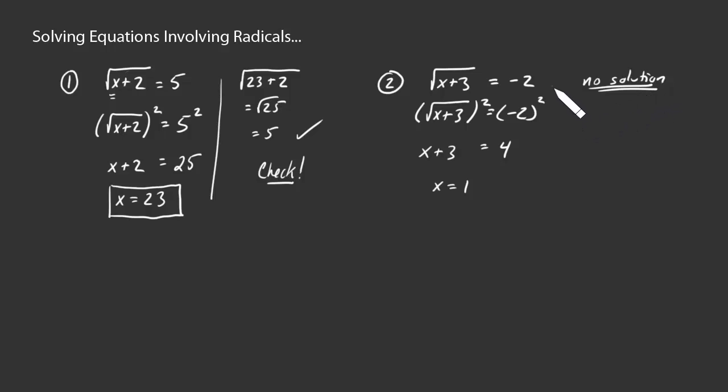The trick, the thing that's going on here, is when we move from this step to this step. If I were to actually plug 1 back in here, I get the square root of 1 plus 3. That's the square root of 4. That's a 2 equals negative 2. If I plug 1 into this top equation, I end up with a false statement. 2 is not equal to negative 2, but that's what I'm seeing. But the instant I square both sides, now I get 4 equals 4. That is a true statement.